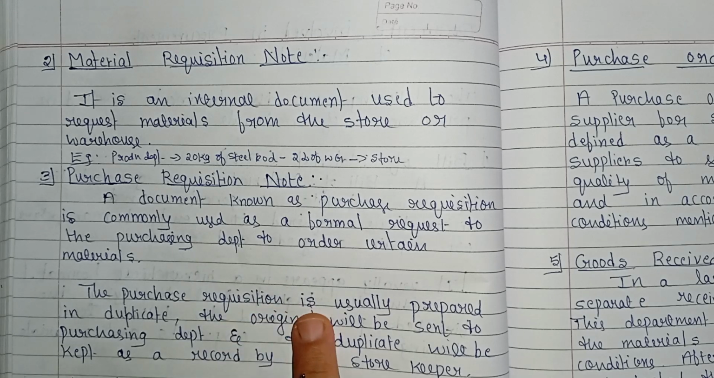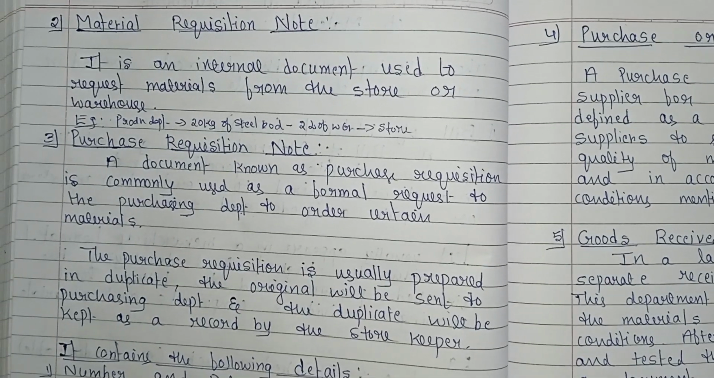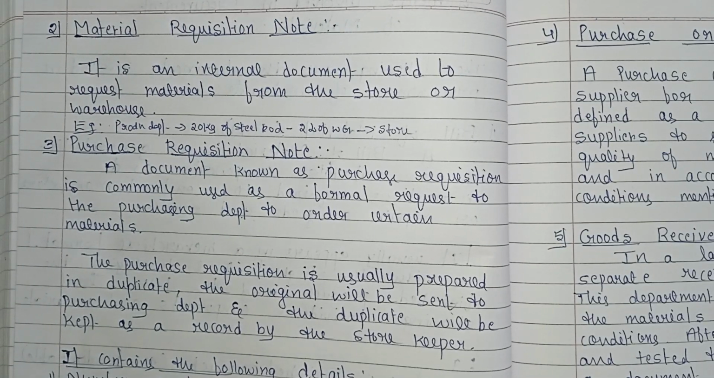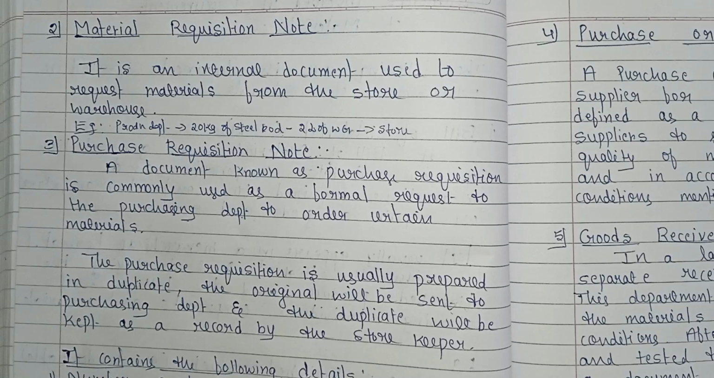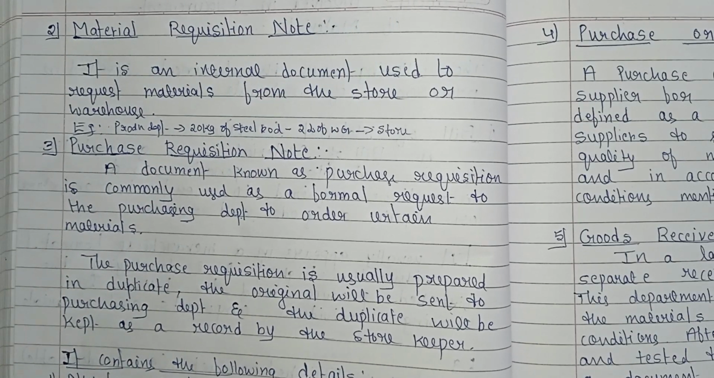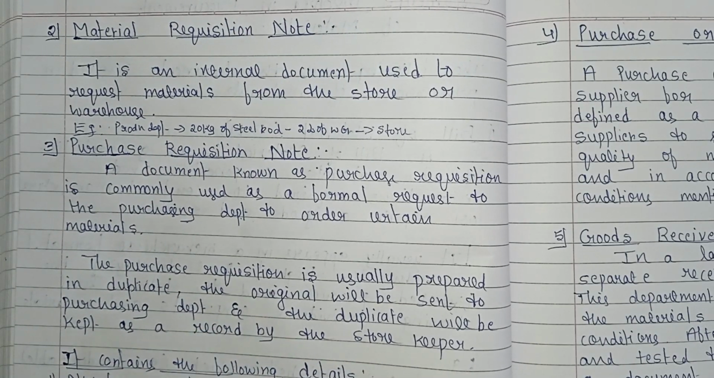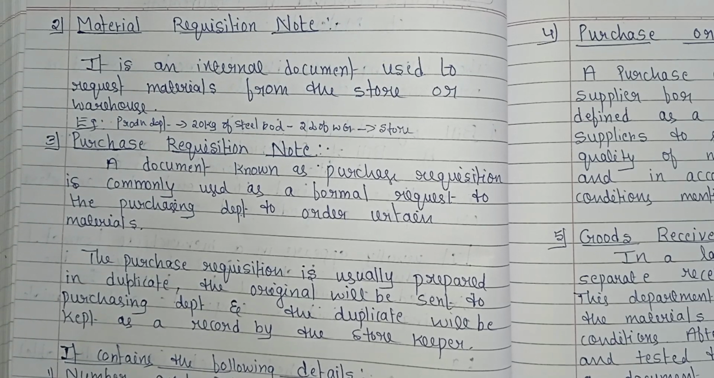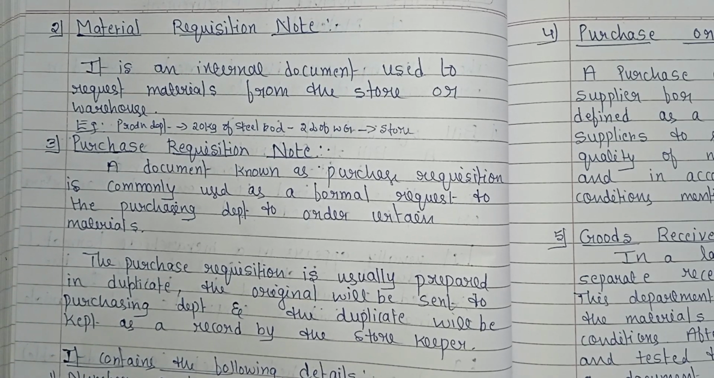The purchase requisition is usually prepared in duplicate. Always we have to keep 2 copies of the purchase requisition. The original must be sent to the purchasing department. Clear? And the duplicate will be kept as a record by the storekeeper for recording purposes. The purchase requisition note is a formal request sent to the purchasing department to order certain materials.